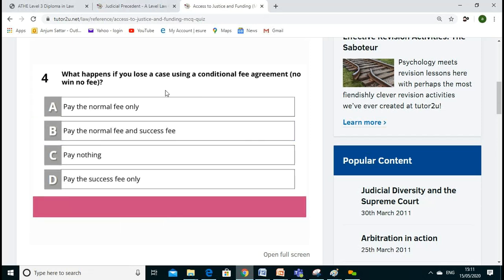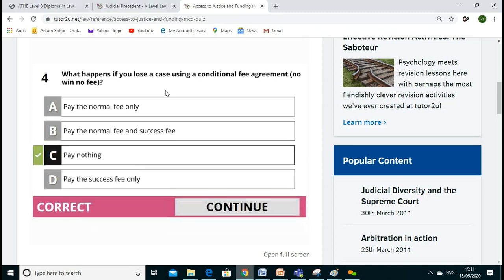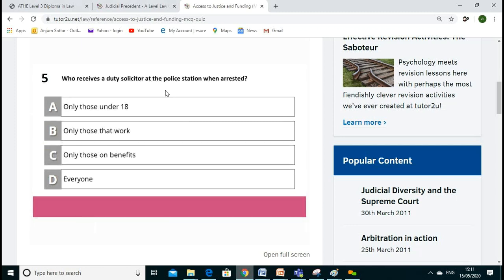Okay, what about next, please? What happens if you lose the case using the conditional fees? Maybe A. You lose the case, and the condition was no win, no fees. Yeah, you have to pay nothing. Which is correct, well done.